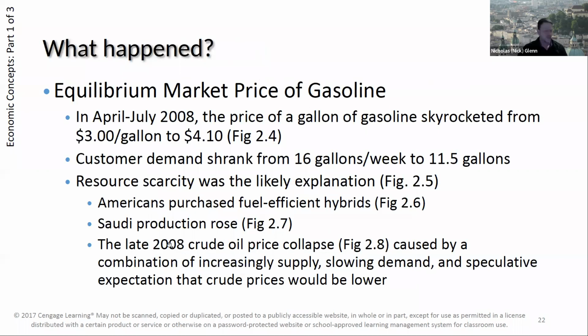So here's an example of stuff that's going on. Let's look at the equilibrium market price of gasoline here. So in April through July 2008, the price of gasoline skyrocketed from $3 a gallon to $4.10. But at the same time, the consumer demand shrank from 16 gallons a week to 11.5 gallons. So resource scarcity was a likely explanation. Let's use our supply and demand diagram and explain what's going on here.